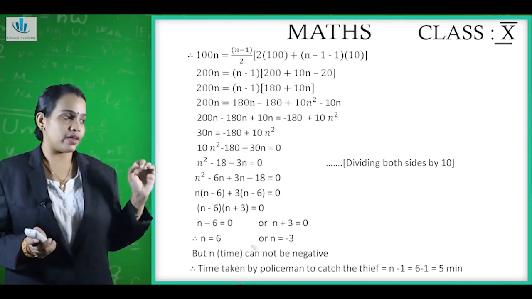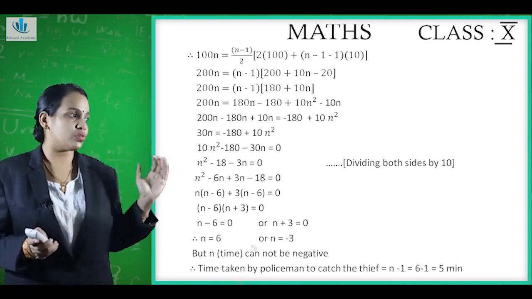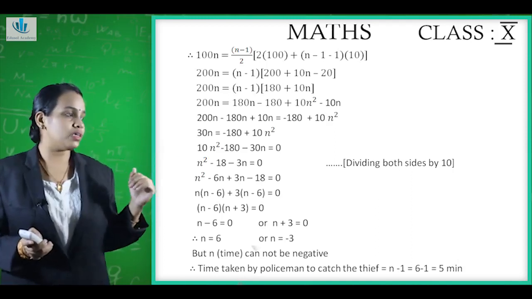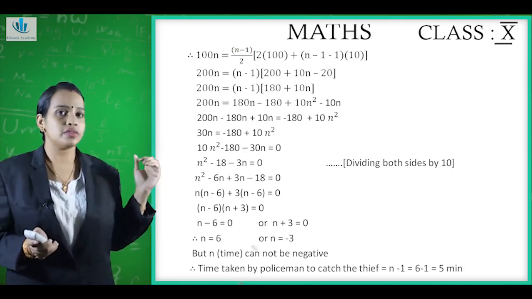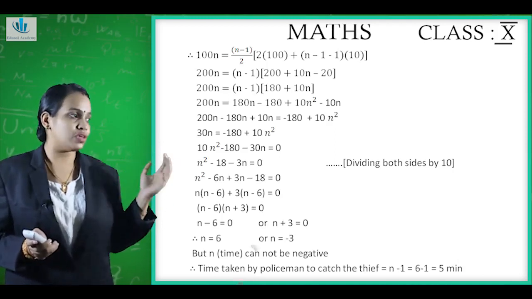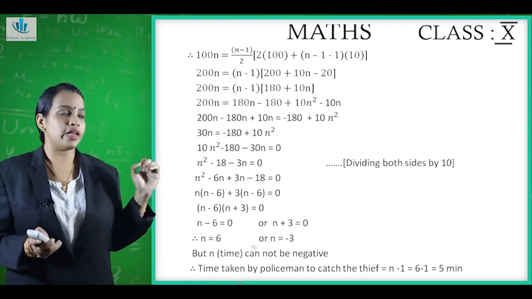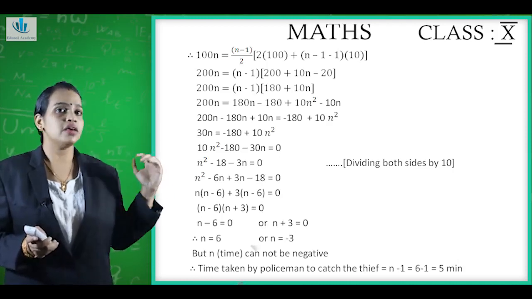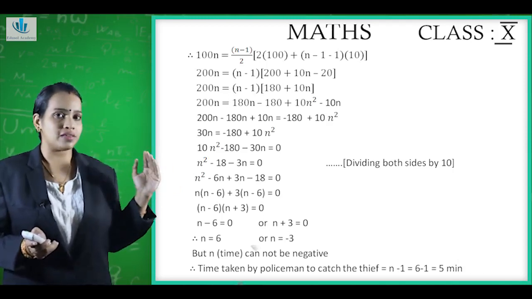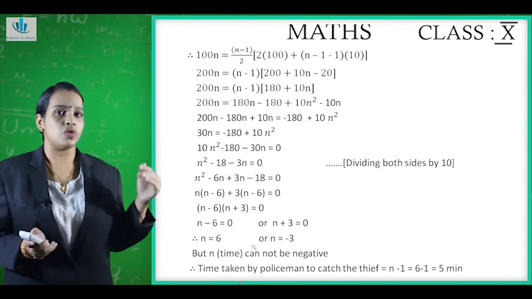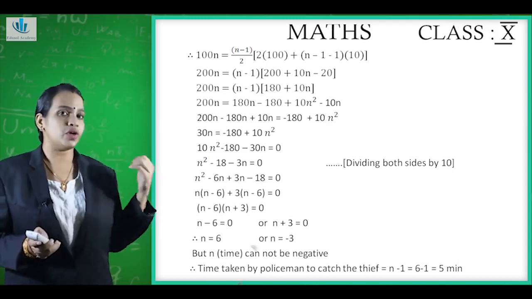It becomes n square minus 18 minus 3n is equal to 0. Now we will split the middle term, so it becomes n square minus 6n plus 3n minus 18 is equal to 0. Now we will take n as common, so it becomes n into n minus 6 plus, here we can take 3 as common, so it becomes 3 into n minus 6, which is equal to 0. Therefore, n minus 6 into n plus 3 is equal to 0.